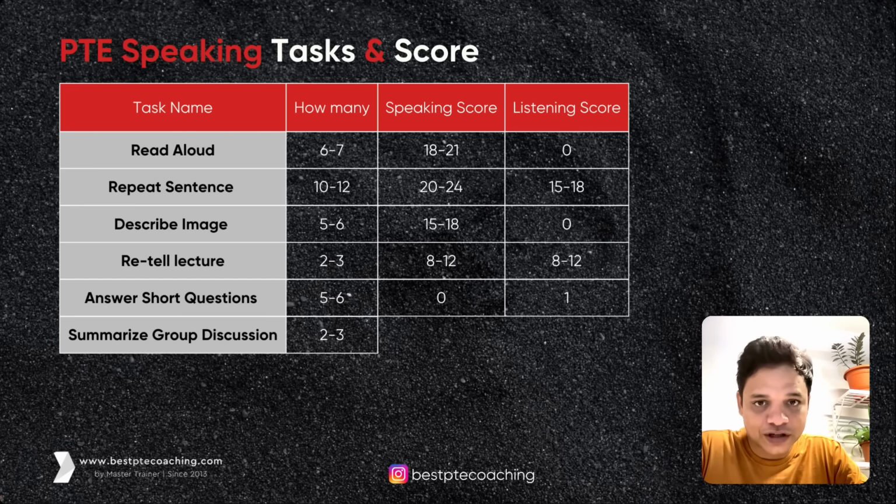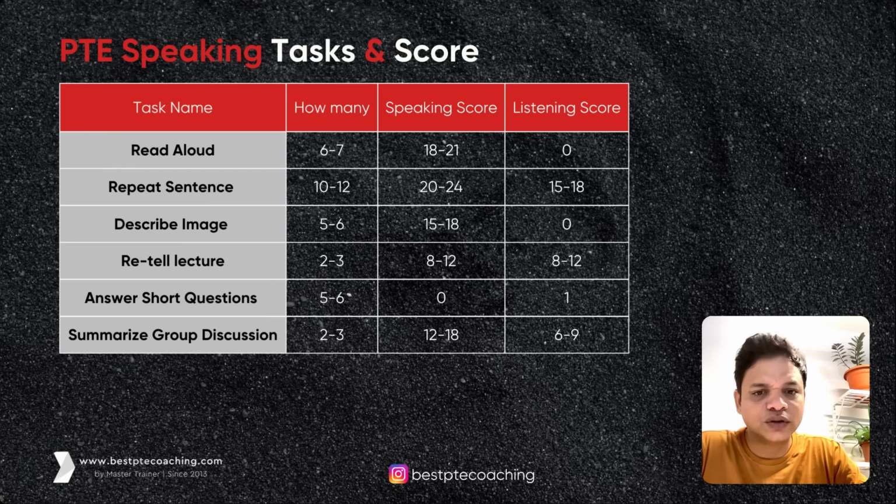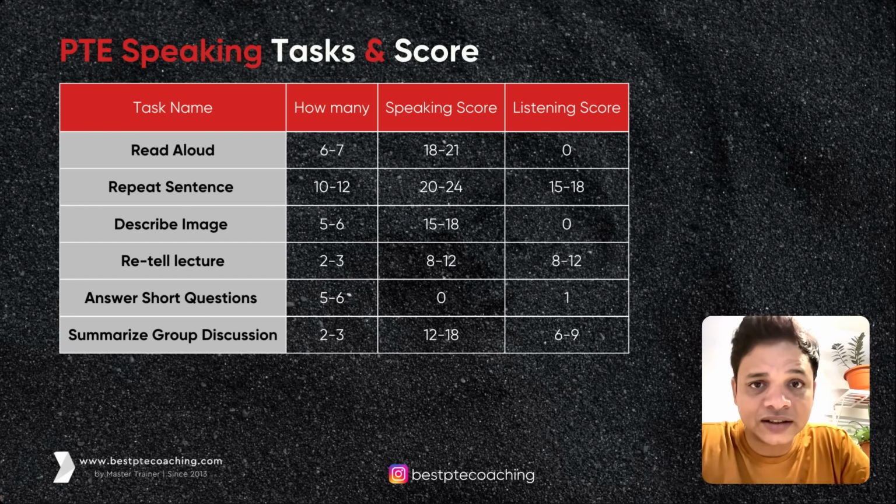There will be 2 to 3 questions. The weightage is 12 to 18 marks. That's the weightage in speaking, and the listening weightage is 6 to 9 marks. That's the weightage of listening. So this task gives you score in speaking and listening, both the things. So summarized group discussion is a newly added task in the Pearson PTE Academic speaking module.